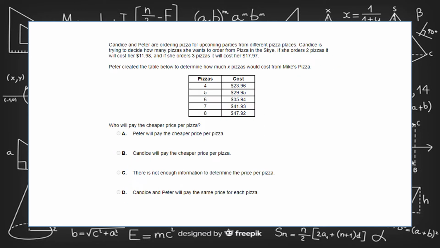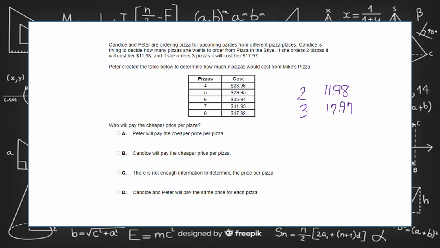Candace and Peter are ordering pizzas for upcoming parties from different pizza places. Candace is trying to decide how many pizzas she wants to order from Pizza in the Sky. If she orders 2 pizzas, it will cost her $11.98. If she orders 3 pizzas, it will cost her $17.97. Okay, Peter created a table to determine how much X pizzas would cost from Mike's pizza place.